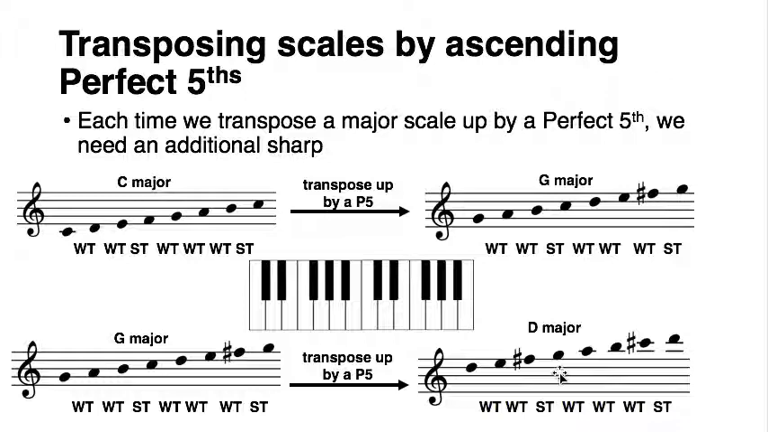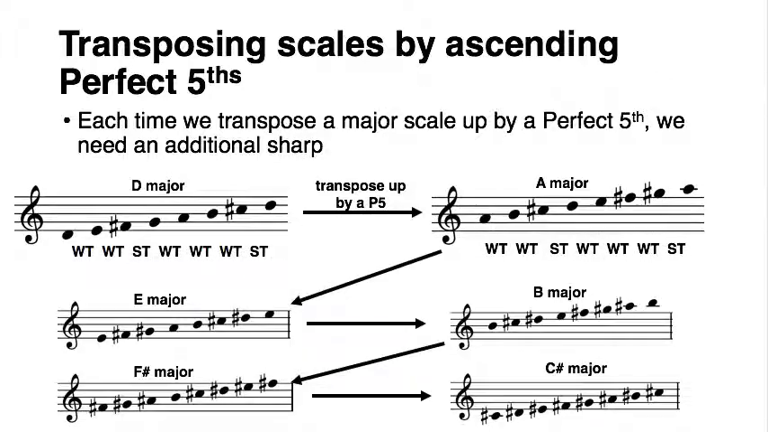So the pattern is this. Every time you transpose a major scale up by a perfect fifth, that is by using an ascending perfect fifth, you will need 1 additional accidental, namely an additional sharp. Right? So that's the basic idea. So if I would transpose this D major scale up by a perfect fifth, then I would need not 2, but 3, 1 more than here, 3 accidentals, 3 sharps.